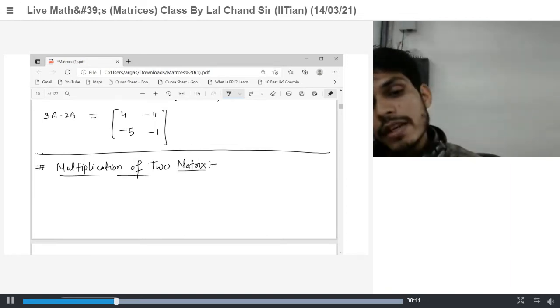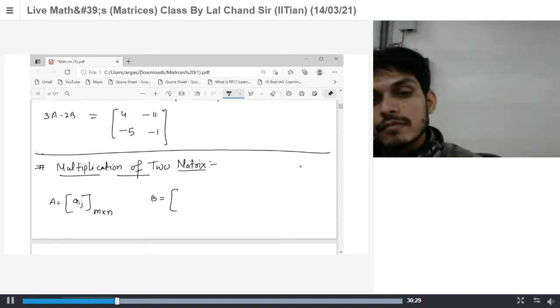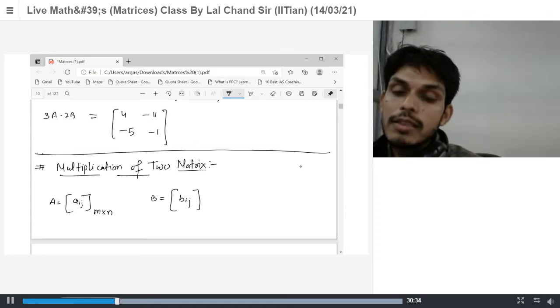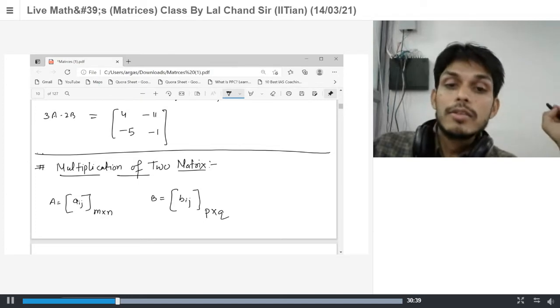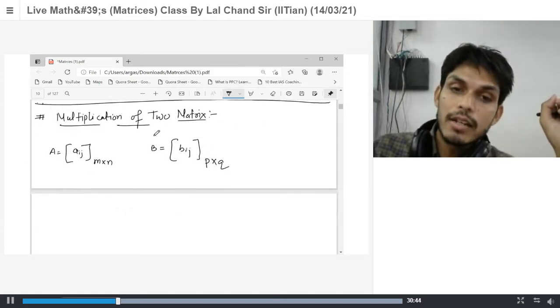So let us suppose I have a matrix A, whose order is, let's suppose, m cross n. And I have a matrix B. Let us suppose its order is P cross Q. To define multiplication of two matrices, first we need to check whether they are compatible for multiplication or not.